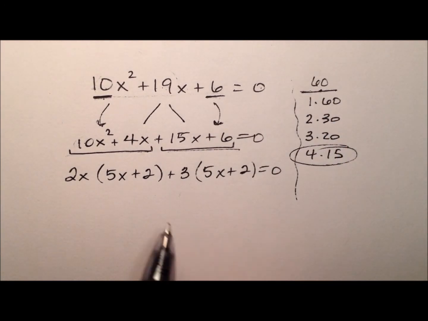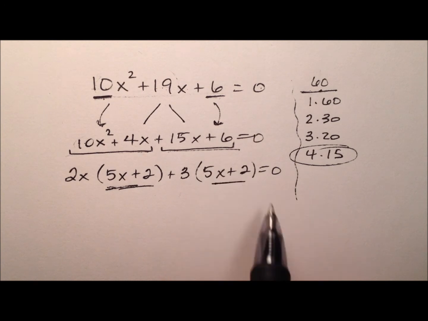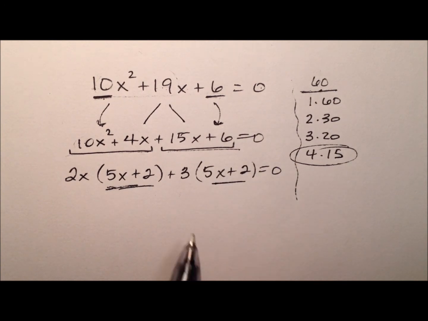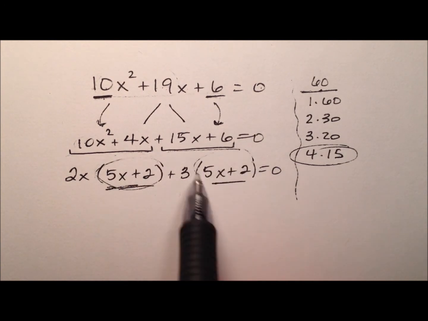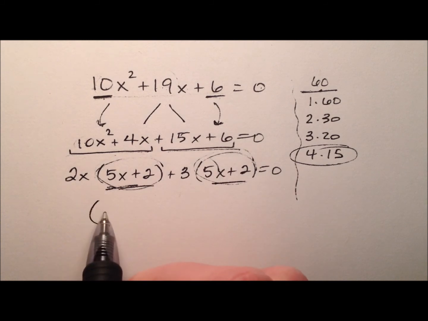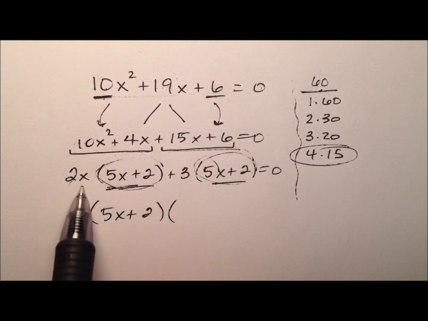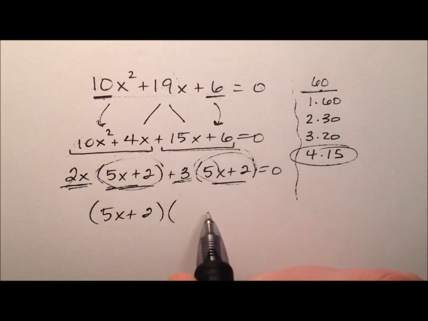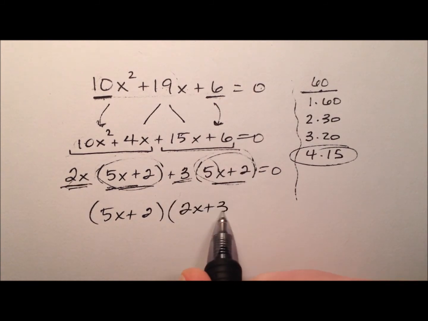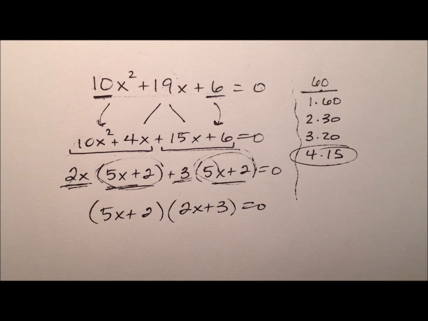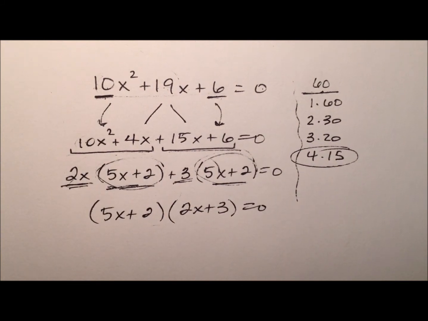Okay, that's a great place to be because you'll notice the leftovers here are the same. So that means we can take these leftovers and factor them out. And so we have a 5x plus 2 times, and then we have our greatest common factors that we pulled out, 2x plus 3. And so here's the factorization of this initial quadratic expression.